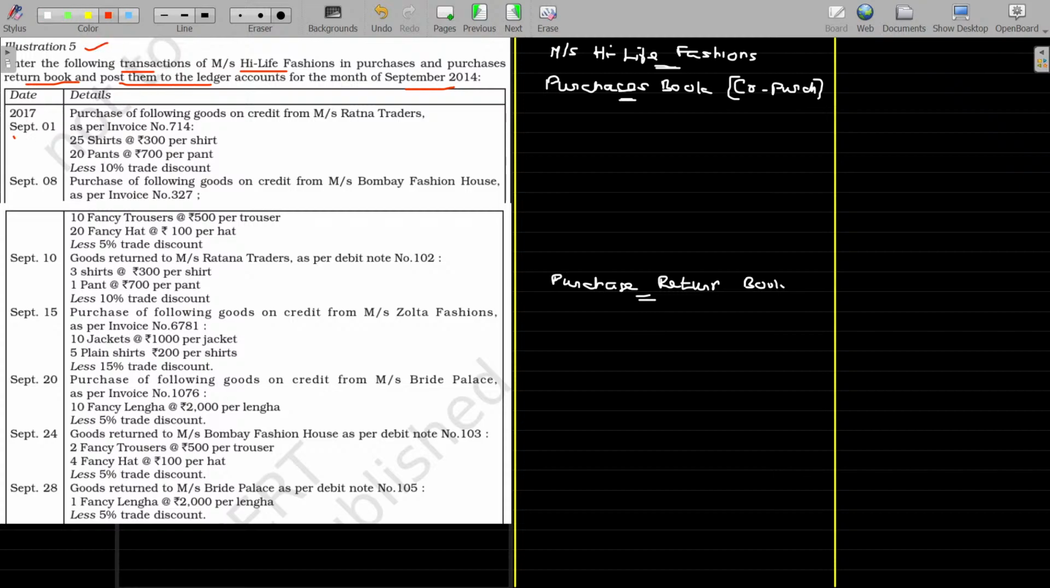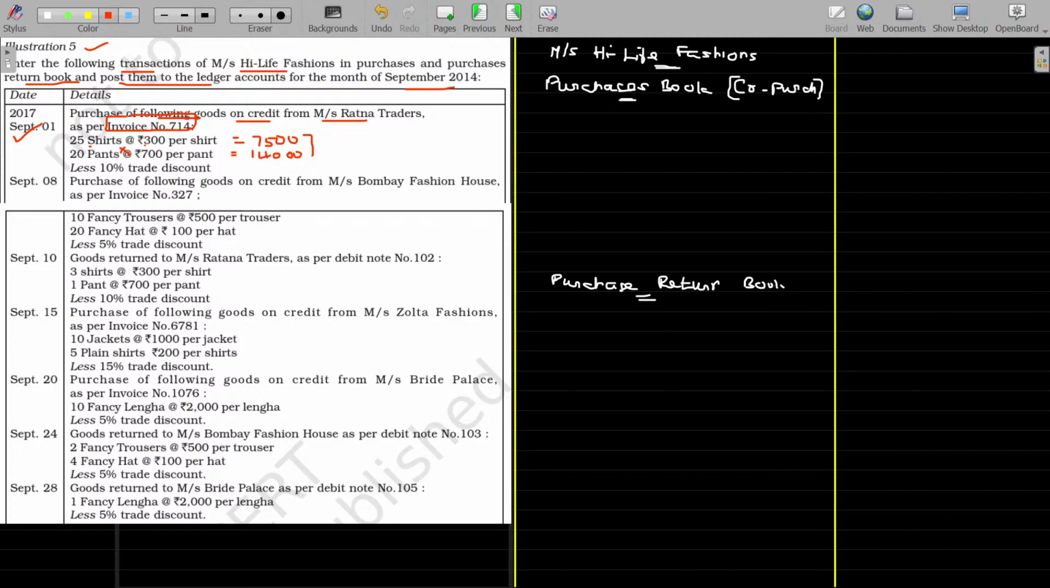Now, 1st September 2017, purchase of the following goods on credit from Mrs. Ratna Traders as per the invoice number 714. 25 shirts at rupees 300. If you multiply these two, what is the total value? 7,500 for the purchasing shirts. In case of pant, 20 into 700, 14,000.